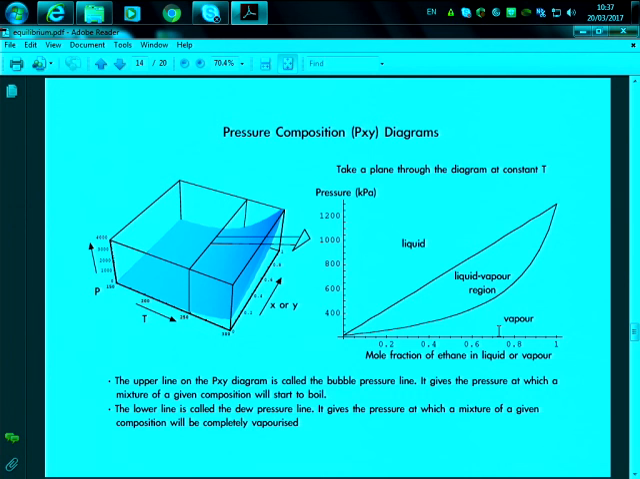pressure, temperature, and mole fraction, we have the liquid vapor region where the phase of the system will be liquid here, here the phase of the system will be vapor, and here we will have a percentage of liquid and vapor, and that is against pressure and mole fraction. So here we're looking at how the liquid or vapor system changes according to a change in pressure.